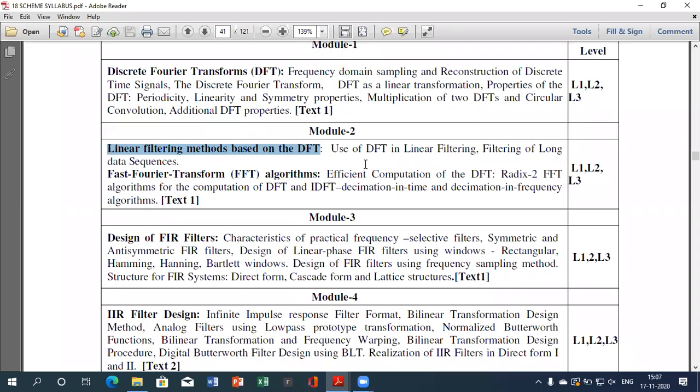So to overcome this problem, we went through another algorithm, and that is called the fast Fourier transform algorithm. In short, we call it the FFT algorithm. Now, what is this FFT algorithm? Fast Fourier transform is nothing but an efficient implementation of DFT.